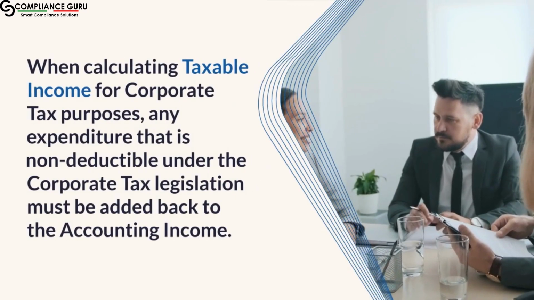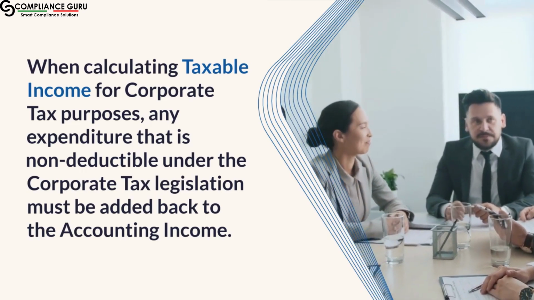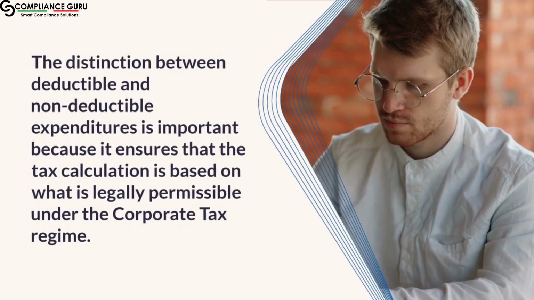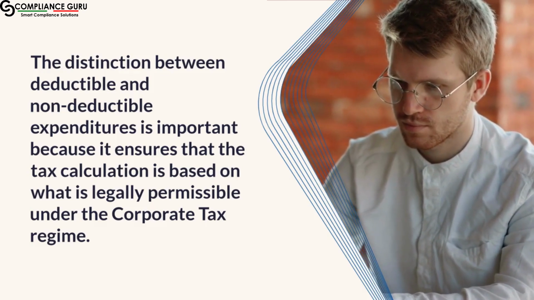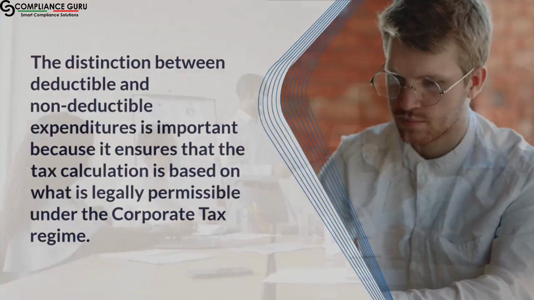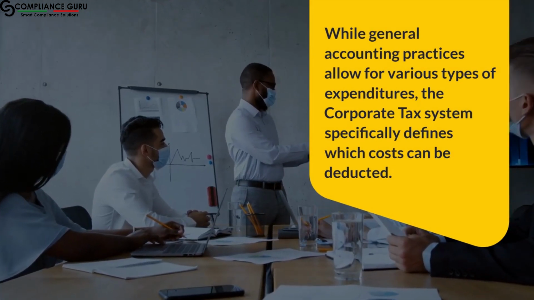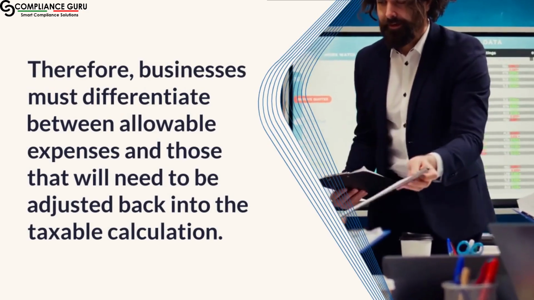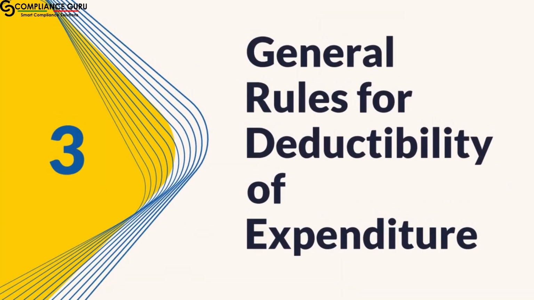When calculating taxable income for corporate tax purposes, any expenditure that is non-deductible under the corporate tax legislation must be added back to the accounting income. This ensures that such expenditures do not reduce the taxable income and thereby affect the corporate tax liability. The distinction between deductible and non-deductible expenditures is important because it ensures that the tax calculation is based on what is legally permissible under the corporate tax regime. While general accounting practices allow for various types of expenditures, the corporate tax system specifically defines which costs can be deducted. Therefore, businesses must differentiate between allowable expenses and those that will need to be adjusted back into the taxable calculation. 3. General rules for deductibility of expenditure.